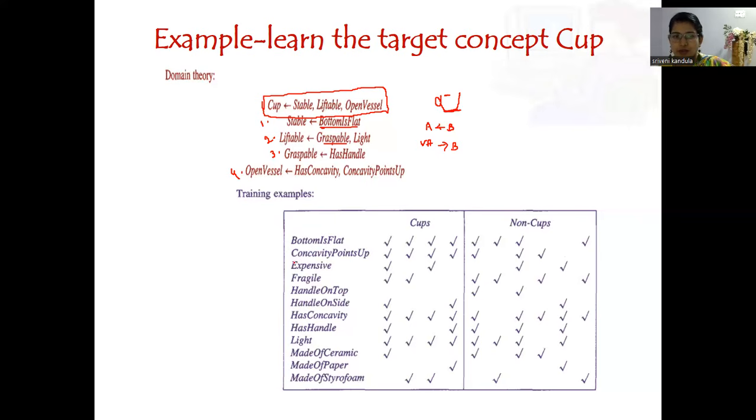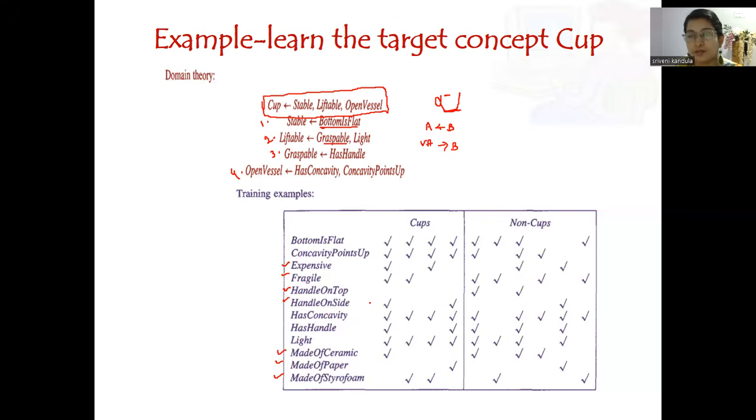In this case, A is the antecedent, but here the notation is given like this. So here you can see bottom is flat, concavity points up, expensive. Here you can see some more added things: expensive, fragile, handle on top, handle on side. These are not there in the domain theory that is provided. So in order to support these examples, we have to add some more clauses to the domain theory if it is not classifying all these examples as positive. As concavity is there, as handle is there, then light is there, then the property made of ceramics, made of paper and made of styrofoam. All this is not there, so these are the extra clauses.